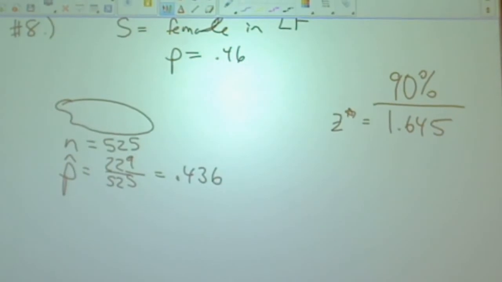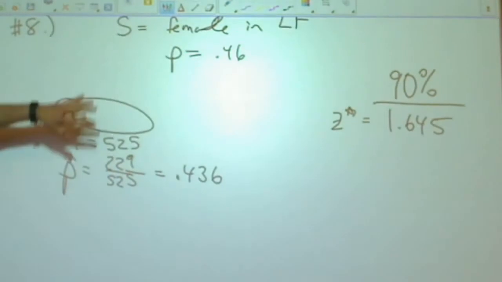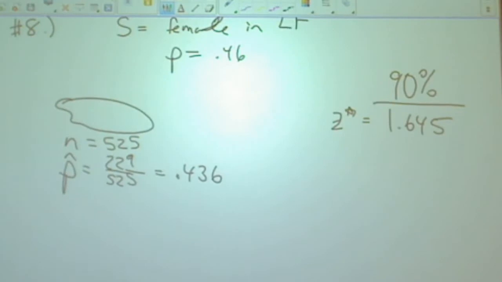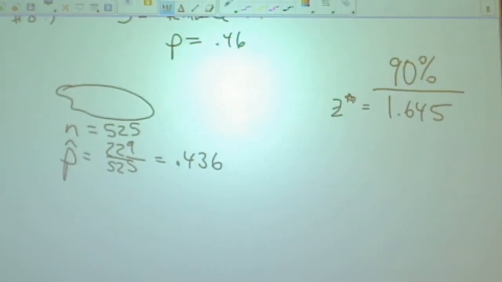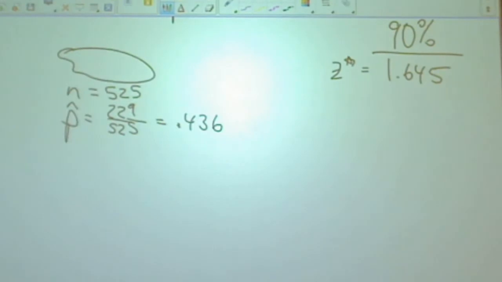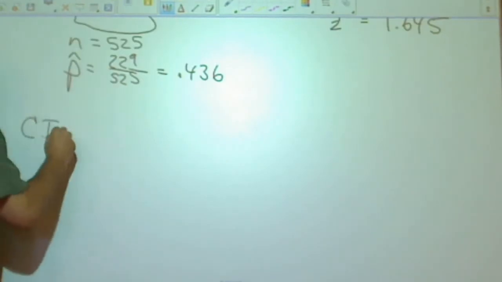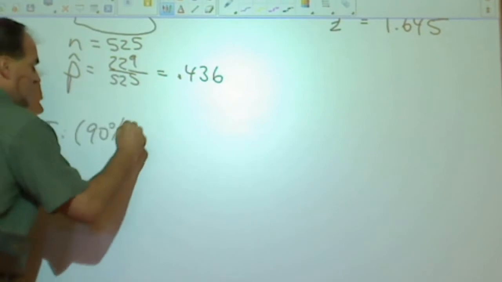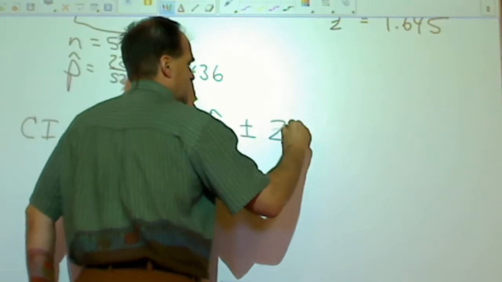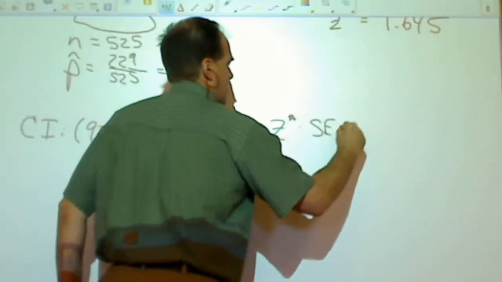So what's the confidence interval? I got a couple numbers here. You have to know which numbers to use and which not to use. I have two P's. Which one are you going to use? P hat. Yeah, you're going to use the sample. That's kind of the key here. So we're doing a 90% confidence interval. P hat plus or minus your Z star times your standard error.